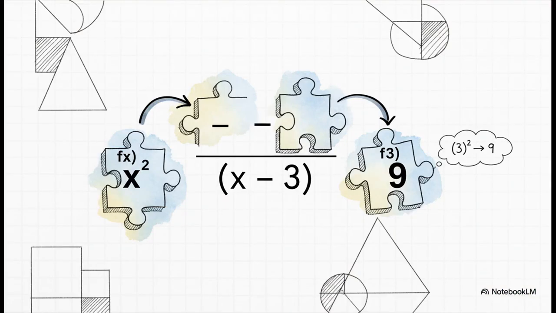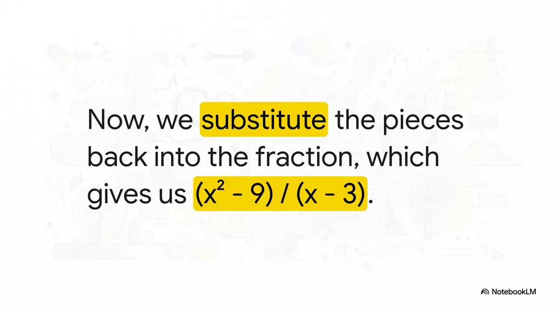Okay, so think of it like building with Legos. First, we need to find our pieces. The big expression needs 2 things from us, f of x and f of 3. Well, f of x is easy. That's just the function itself, x squared. And to find f of 3, we just use our golden rule. Plug 3 into the function and we get 3 squared, which is 9. Simple enough.